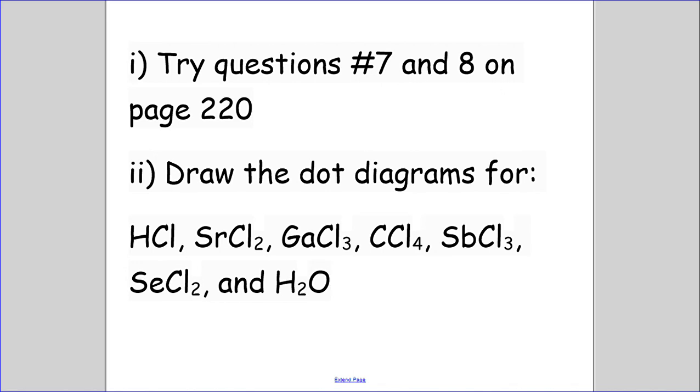Right now I'd like for you to try questions 7 and 8. They're on page 220, as well as draw dot diagrams for each of the following that are here. It's the next assignment on the list, so pause the video. You can do that little assignment part. Please show me when you're ready, before you move on to the next video, and let me know if you have any questions.